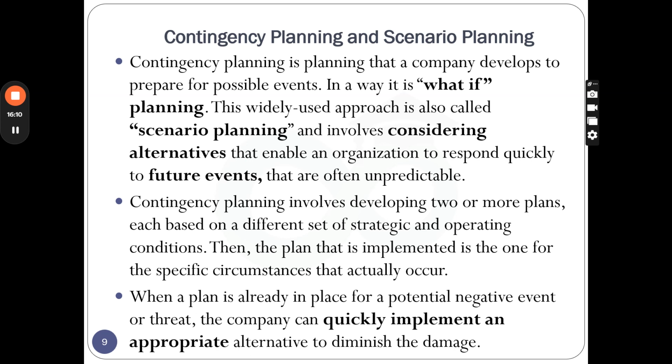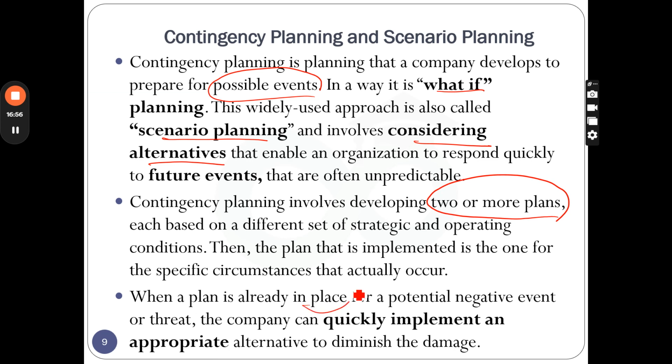Contingency planning is planning that a company develops to prepare for possible events. It is sometimes called what-if planning or scenario planning. And it normally involves considering alternatives. If something goes wrong, is there any alternative in front of you? That is what contingency planning actually means. And contingency planning involves developing two or more plans. So you will implement one plan, and the second plan you use if your first plan fails.